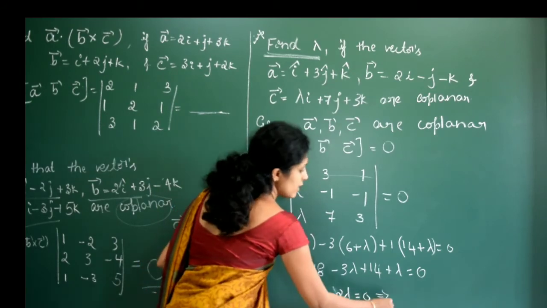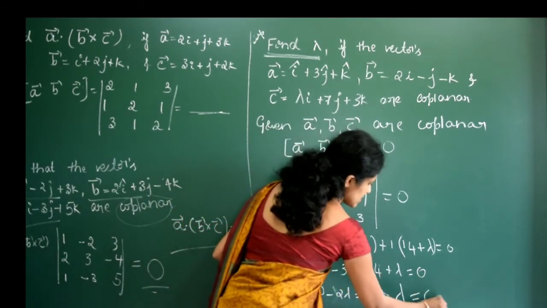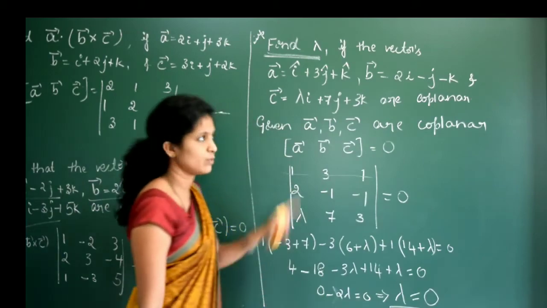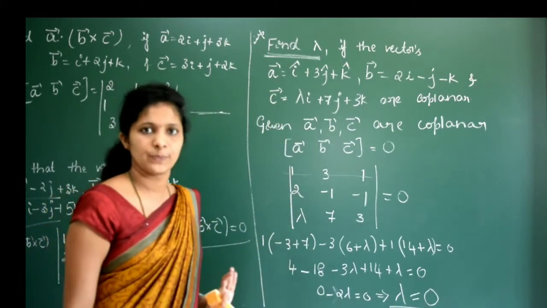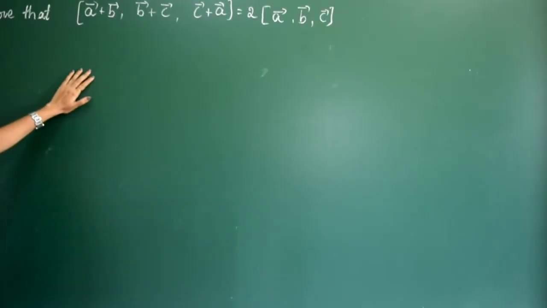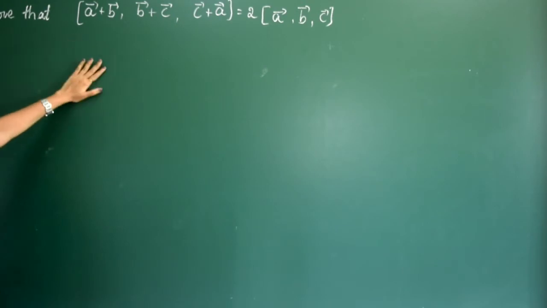So the value of lambda is equal to 0. This is one of the important results. This is useful to solve the objectives also.